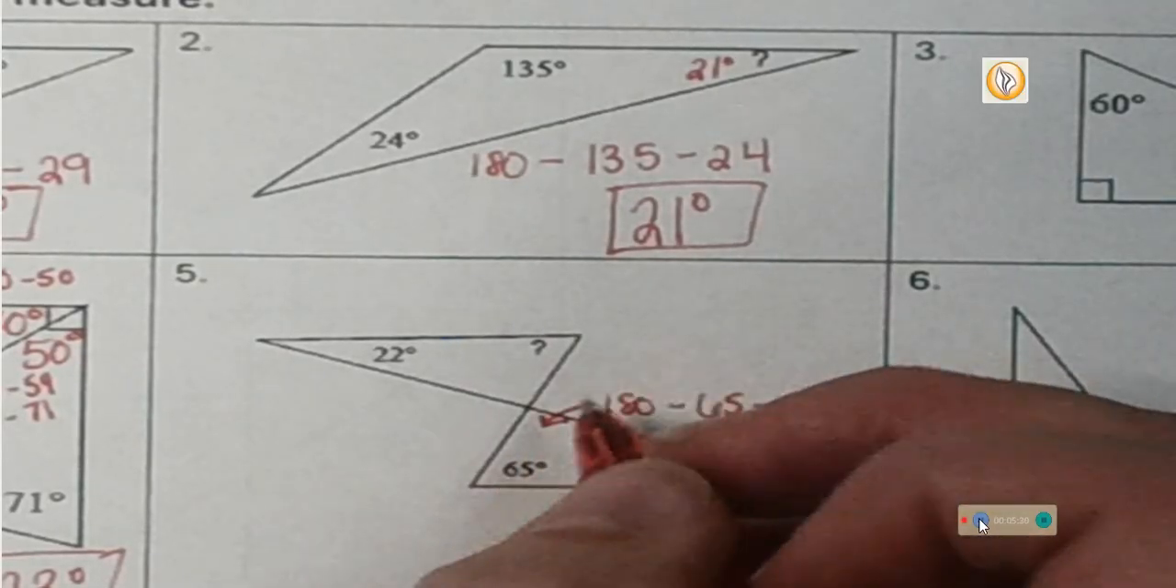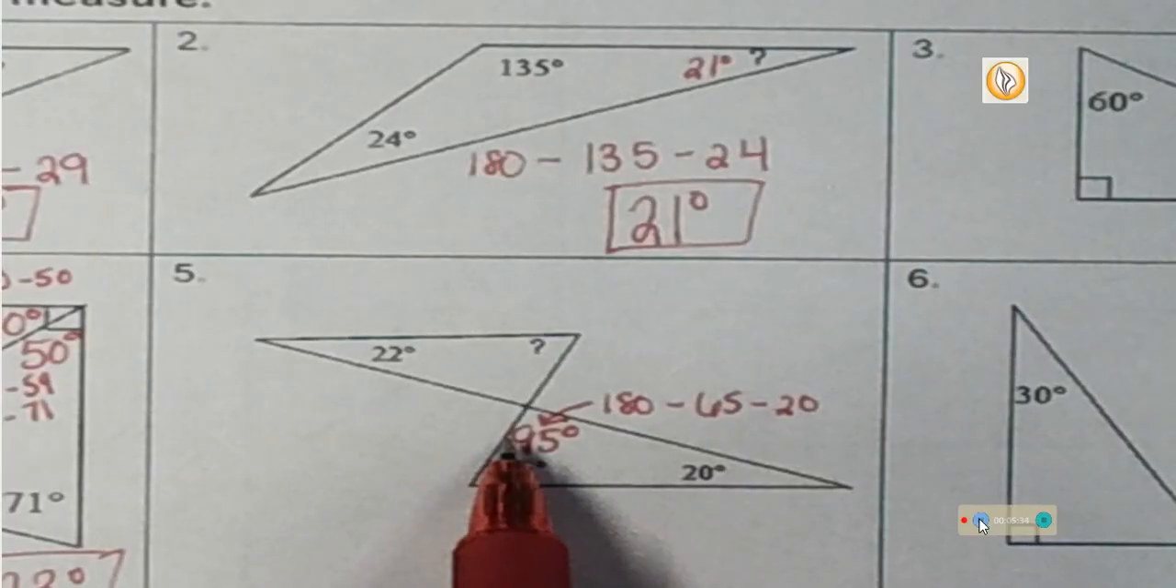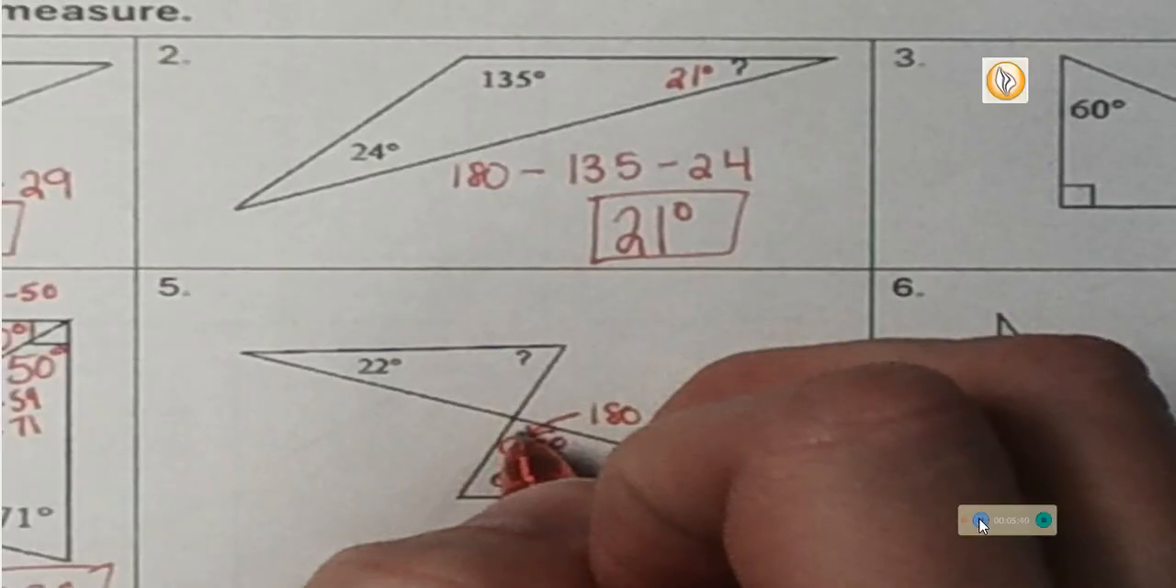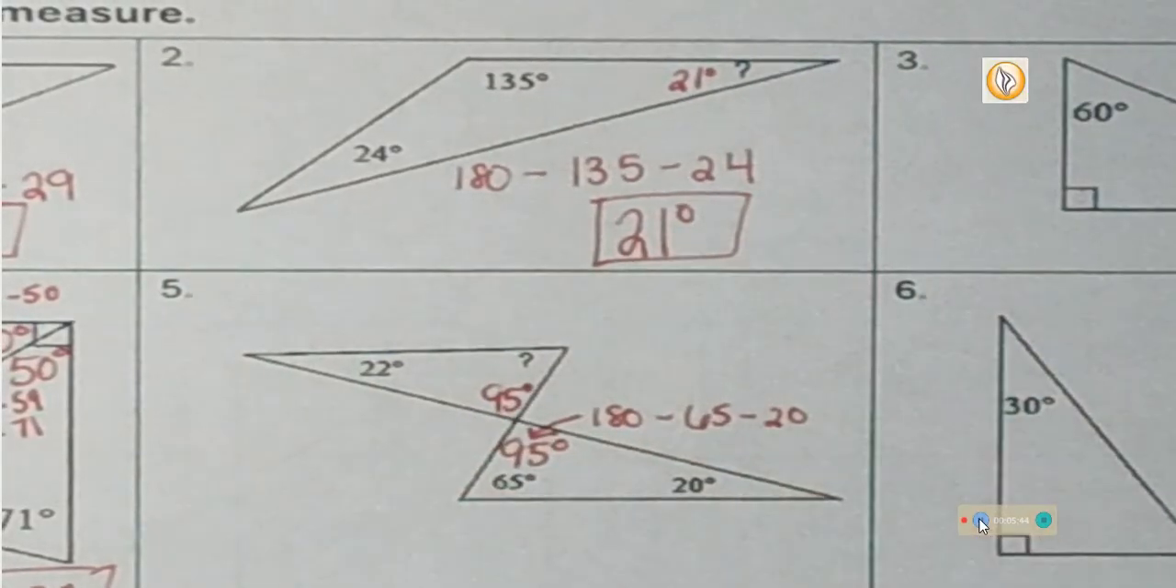And that goes right here. What's that give me? 95 degrees. Okay, so that's 95 degrees. If that angle's 95 degrees, what else do you know? So right here, this 95 degrees right here, that's your vertical angle.